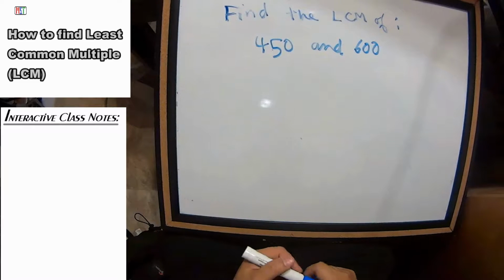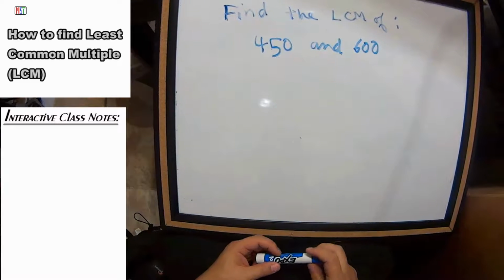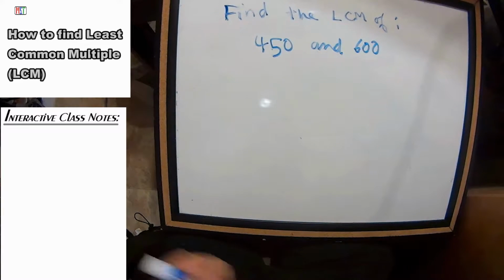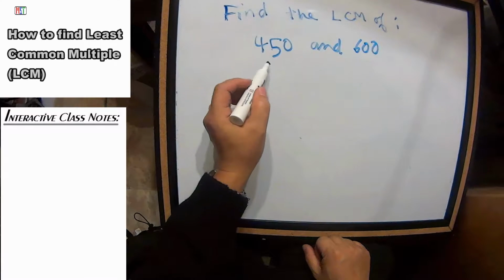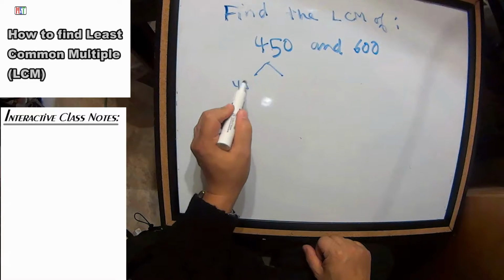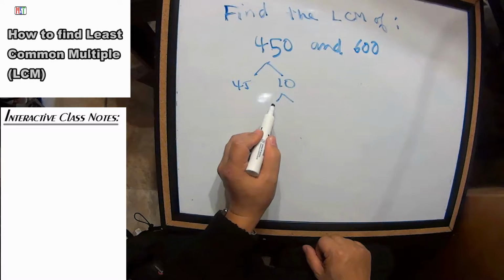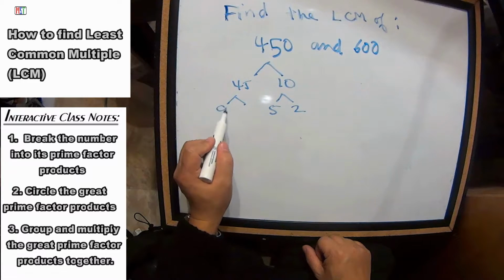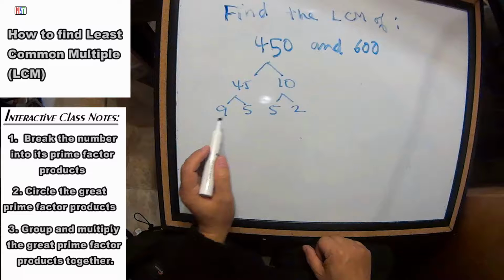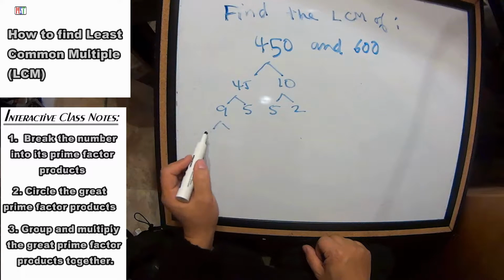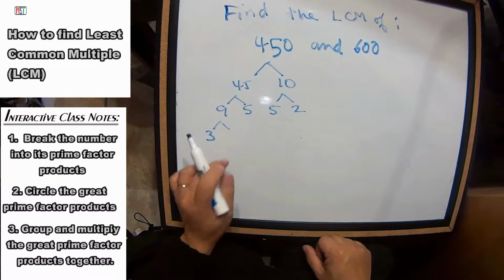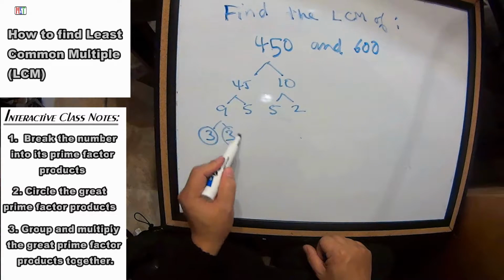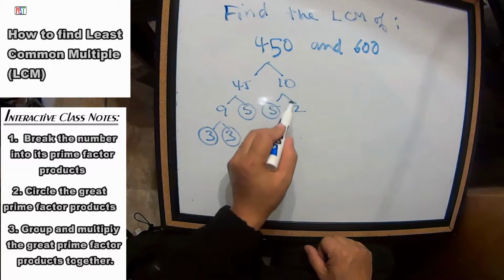So let's have a look at this here. We have 450 and 600. We want to find the least common multiple of these two numbers. Let's break down the prime factors first. We have 45 and 10. 10 can be broken down to 5 and 2, and 45 can be broken down to 9 and 5. 9 times 5 is 45, and 9 can be broken down further to 3 times 3.